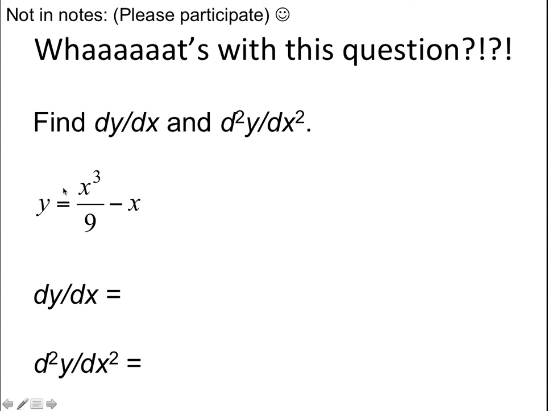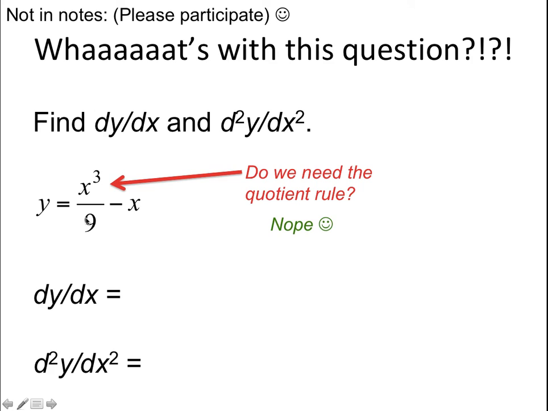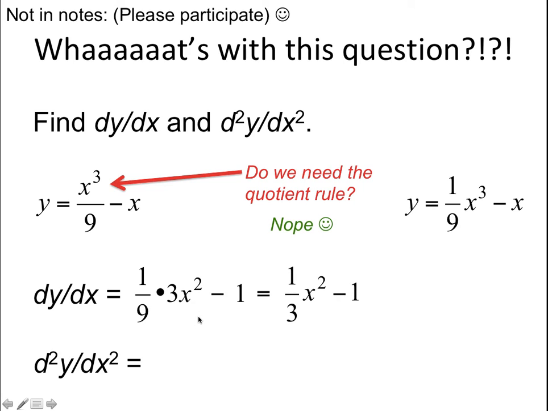So we're going to differentiate both of these terms in function y. So we've got to look at this term here, and some people might automatically jump to the quotient rule here, but you don't really need it, because with just this 9 in the bottom, we can really think of this as 1/9 times x cubed. So this is just a coefficient. When we do the power rule on this term, it's going to be 1/9, and then the power rule here, 3x squared. Then we get a minus sign, and then we differentiate x, which is 1. So when we simplify that, we get 1/3 x squared minus 1.